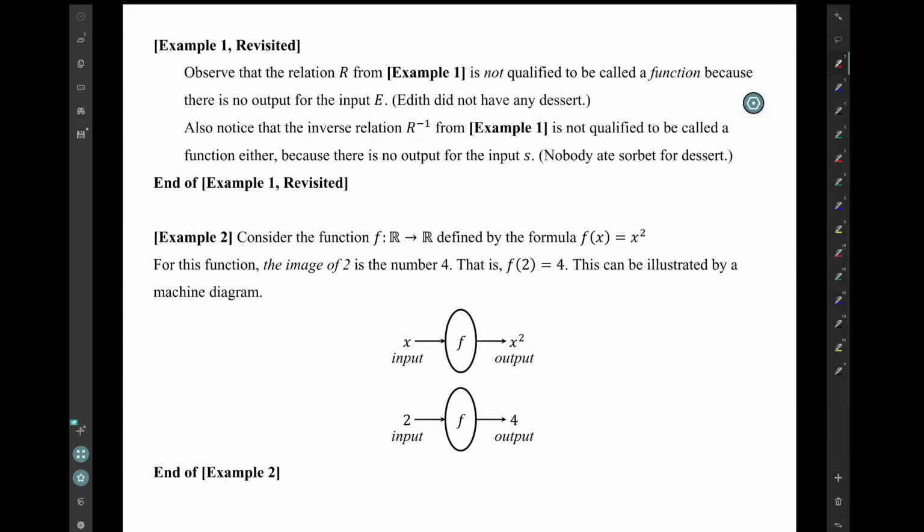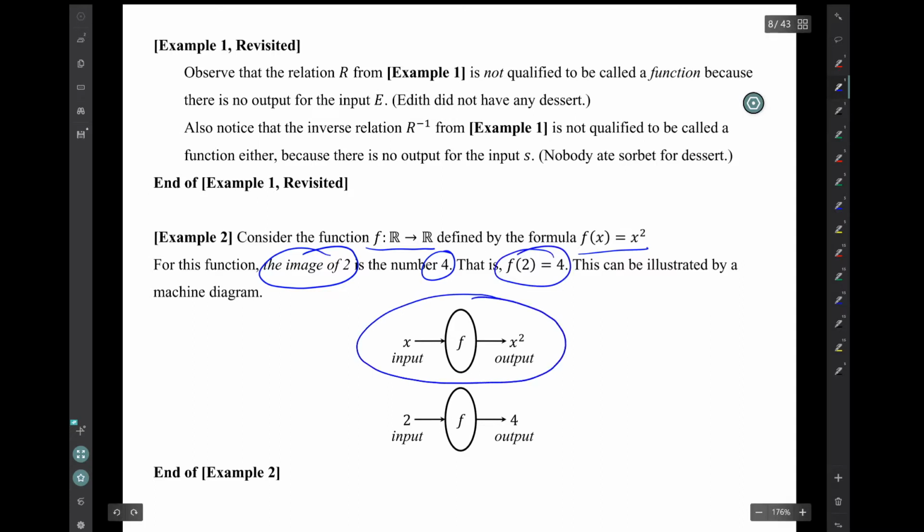Now, as another example, consider this new function, defined by this formula, f of x equals x squared. For this function, the image of 2 is the number 4. That is, f parentheses 2 equals 4. You can illustrate this by an arrow diagram. You think of the function f as a machine. You illustrate it with what I would call a machine diagram. The input goes in on the left, and the output comes out on the right. You input x, and you get out x squared. So if you input the number 2, you get out the number 4.